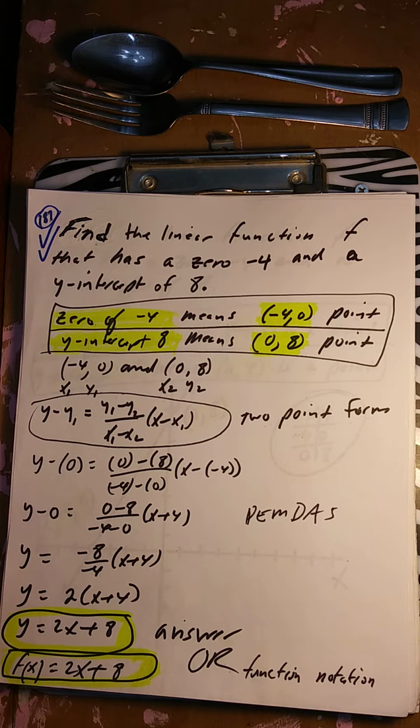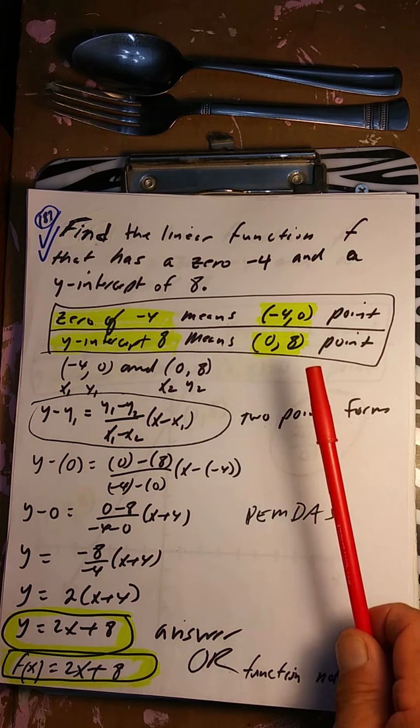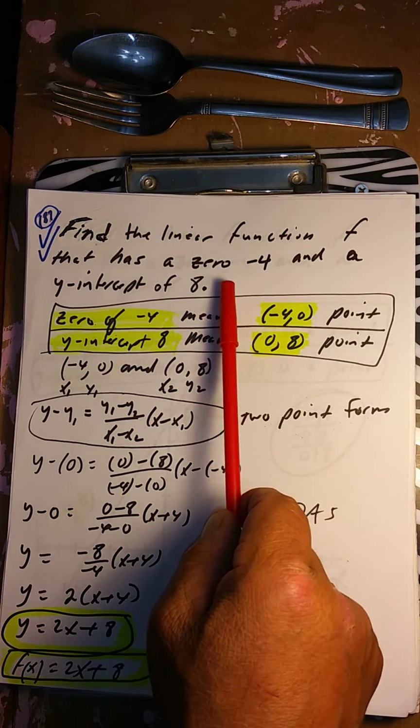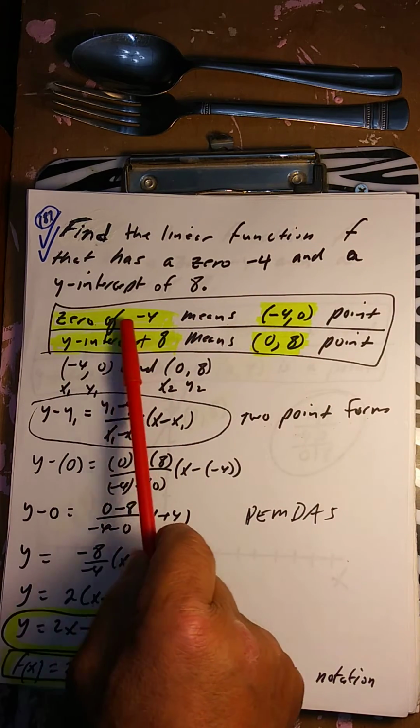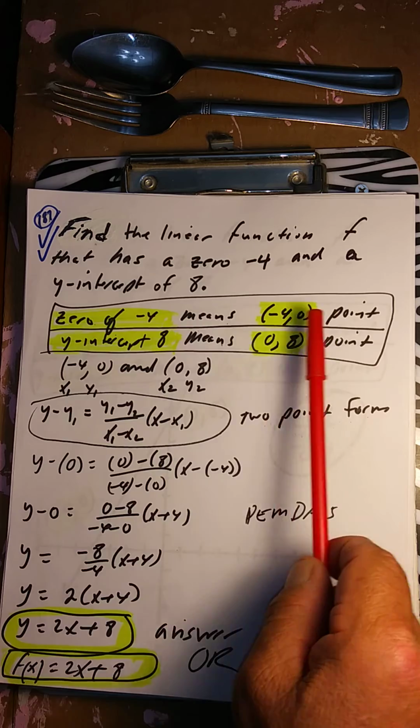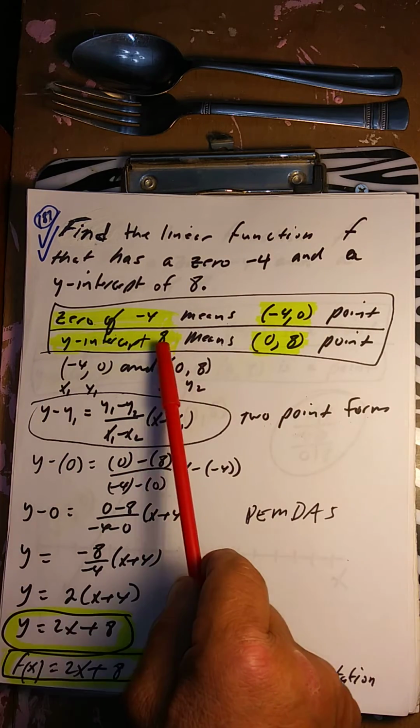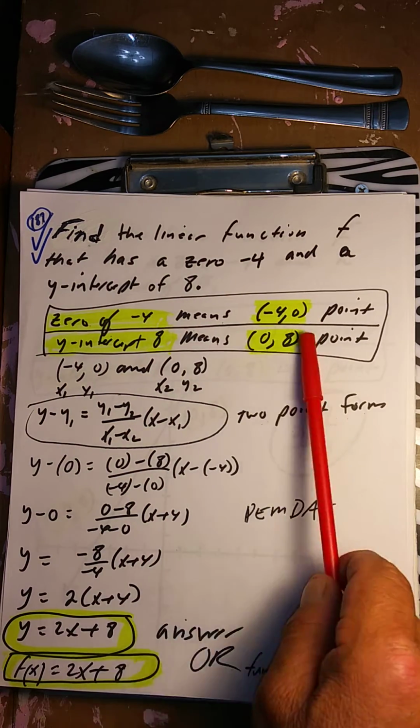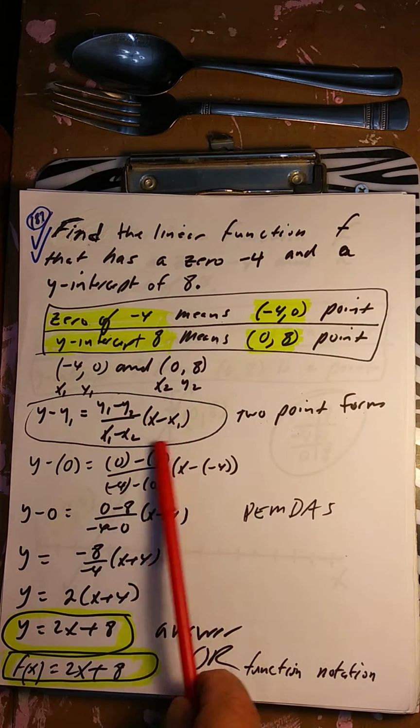Find a linear function that has a zero of negative 4 and a y-intercept of 8. A zero of negative 4 means you have the point (-4, 0). A y-intercept of 8 means you have the point (0, 8). So you have two points. Put the two points in the formula.